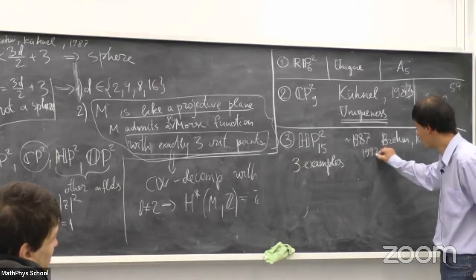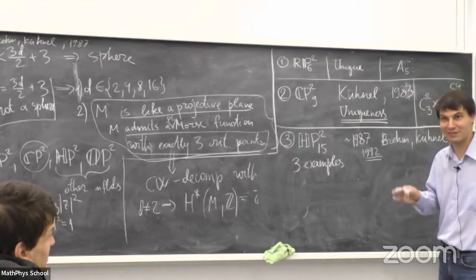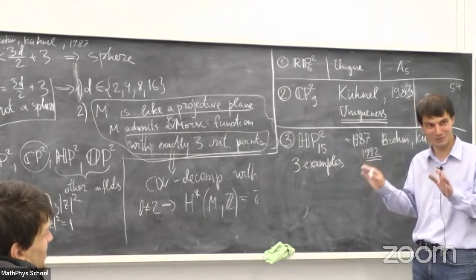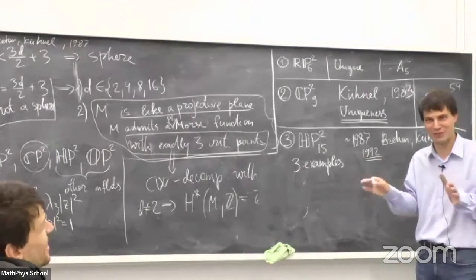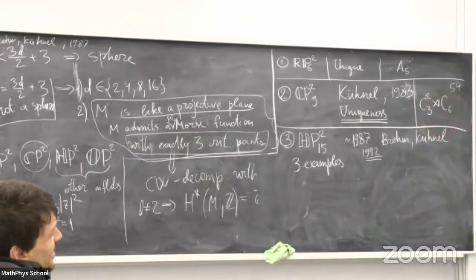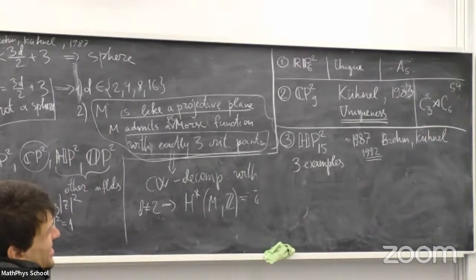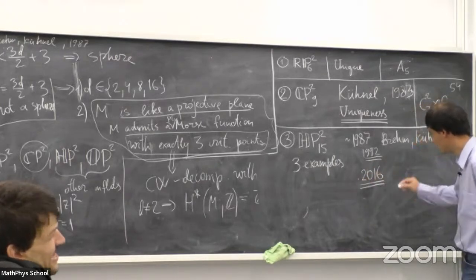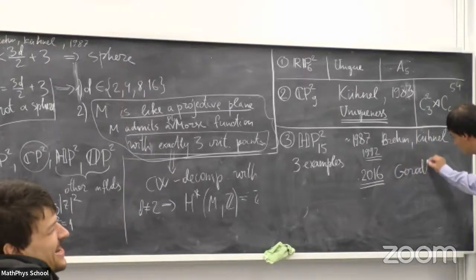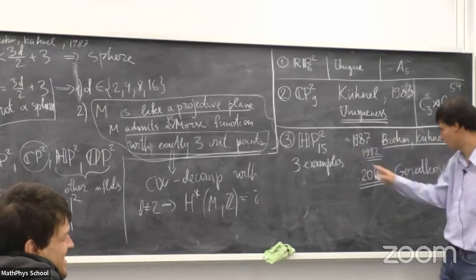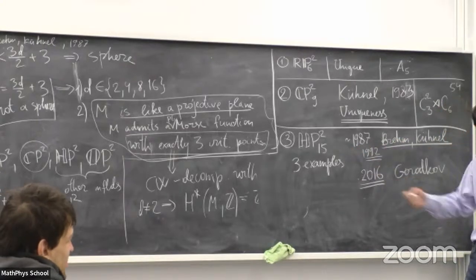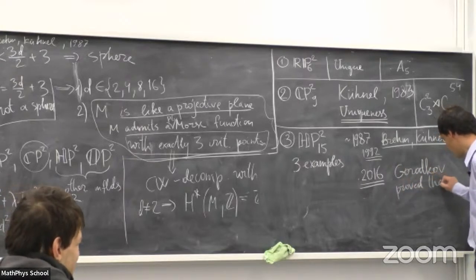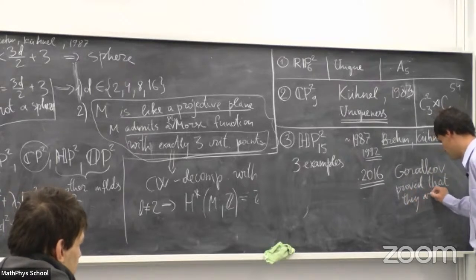finally in 1992 they published a paper where they say that they constructed 3 manifolds with 15 vertices which are like quaternionic projective plane. So they couldn't prove that they're HP2, and this problem remained open for many years, and finally in 2016 Denis Gorodkov proved that they are HP2.